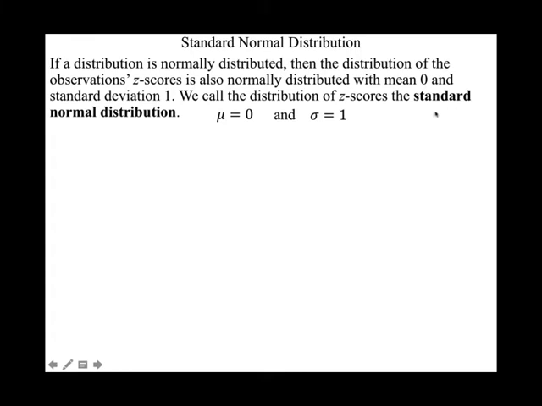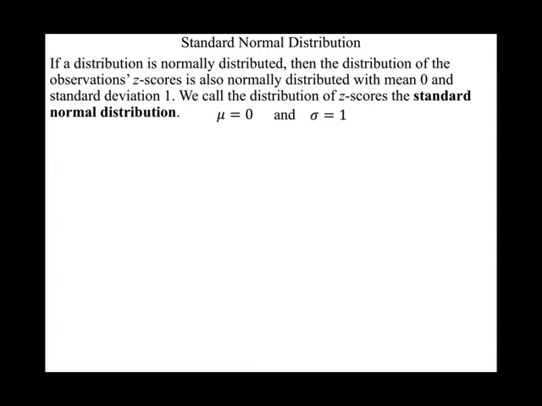Every time we talk about the standard normal distribution, you need to remember the mean will be equal to 0, standard deviation will be equal to 1. Okay, one more time. When you have the standard normal distribution, the mean will be equal to 0. Standard deviation will be equal to 1.